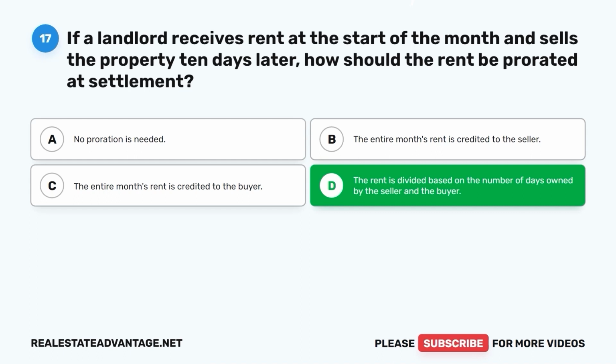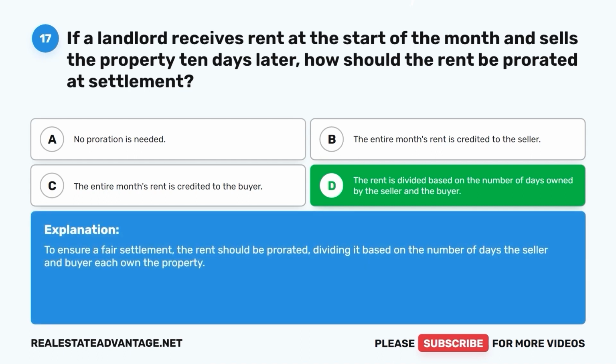The rent is divided based on the number of days owned by the seller and the buyer. To ensure a fair settlement, the rent should be prorated, dividing it based on the number of days the seller and buyer each own the property.